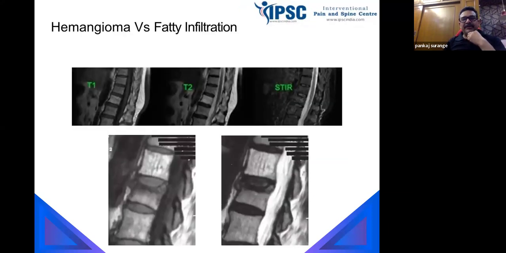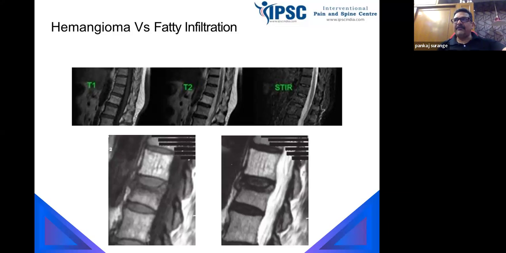Somebody was asking what is the importance of hemangioma. Hemangiomas are not painful; they are benign pathologies. Such hemangiomas are incidental findings in most cases. We send a patient for MRI for some other pathology and see that there is a hemangioma inside the vertebral bodies. Now you have to decide whether this hemangioma is actually pathological or just a benign condition. How will you make that out?